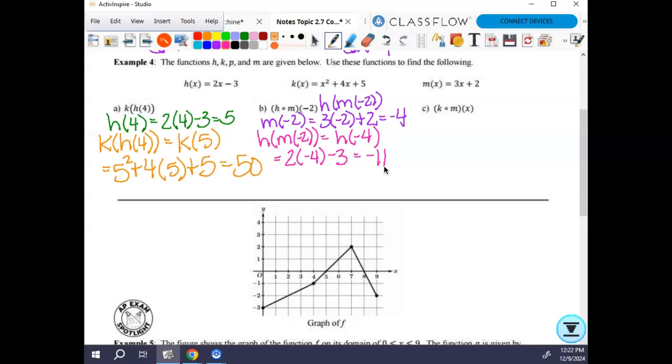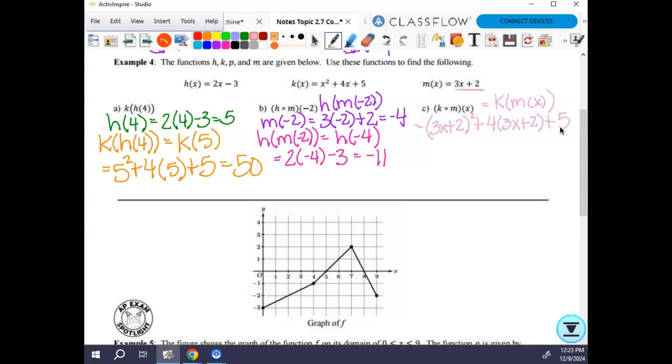Do we agree with 50 and negative 11? Right? Just got to make sure we don't make ridiculous mistakes with our numbers. Okay, so then C is going to be k of m of x. Okay, so this is m of x. I'm going to substitute it in with (3x plus 2) squared plus 4 times (3x plus 2) plus 5.